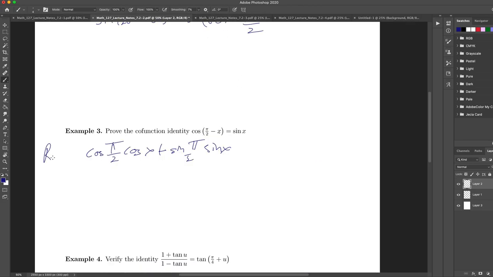Here I'm working on the right-hand side, because that's definitely the more complicated one. The left-hand side is a single number. Cosine of pi over 2 is 0, so this ends up all being 0. Sine of pi over 2 is 1, so this just ends up being sine of x. So this is sine of x, which equals my left-hand side. So I'm done.